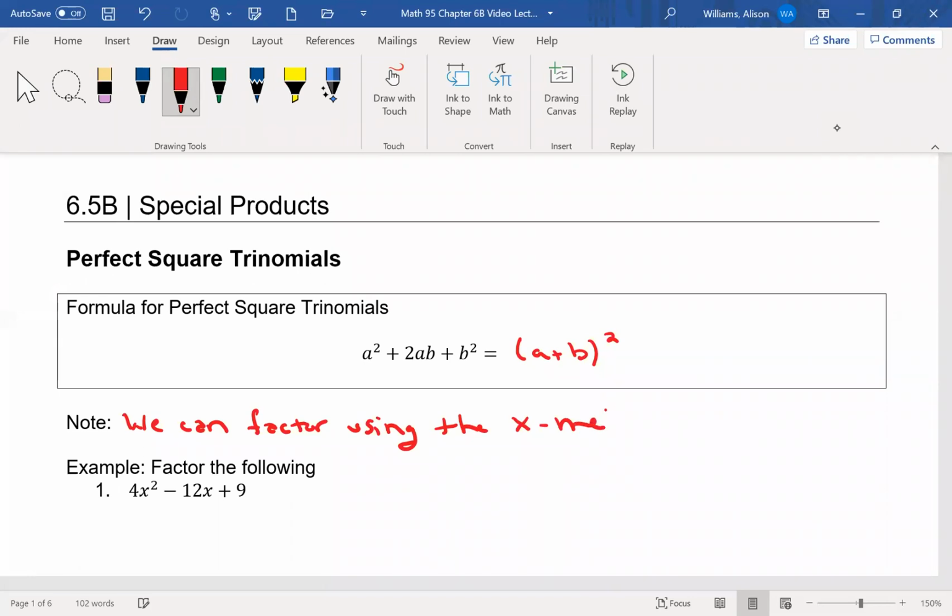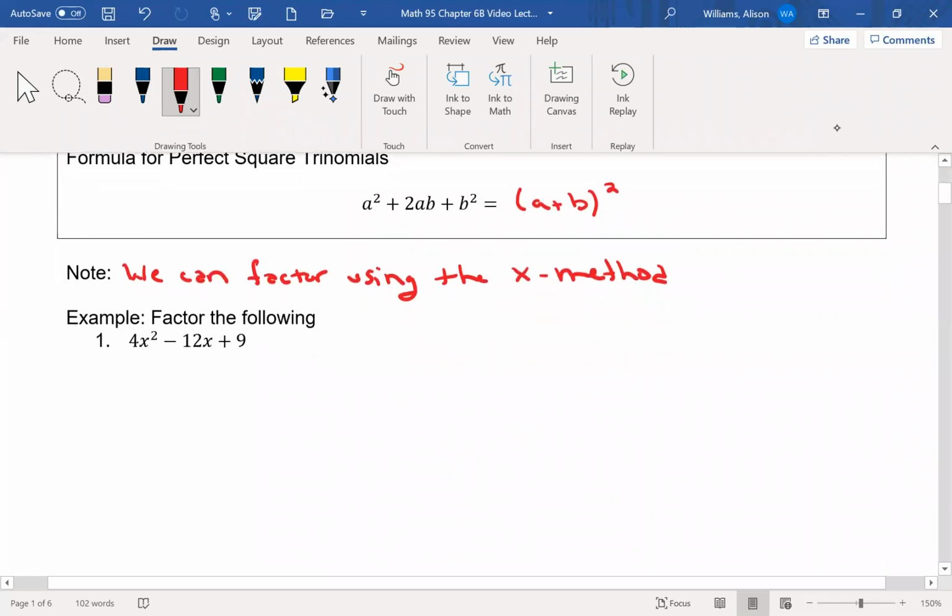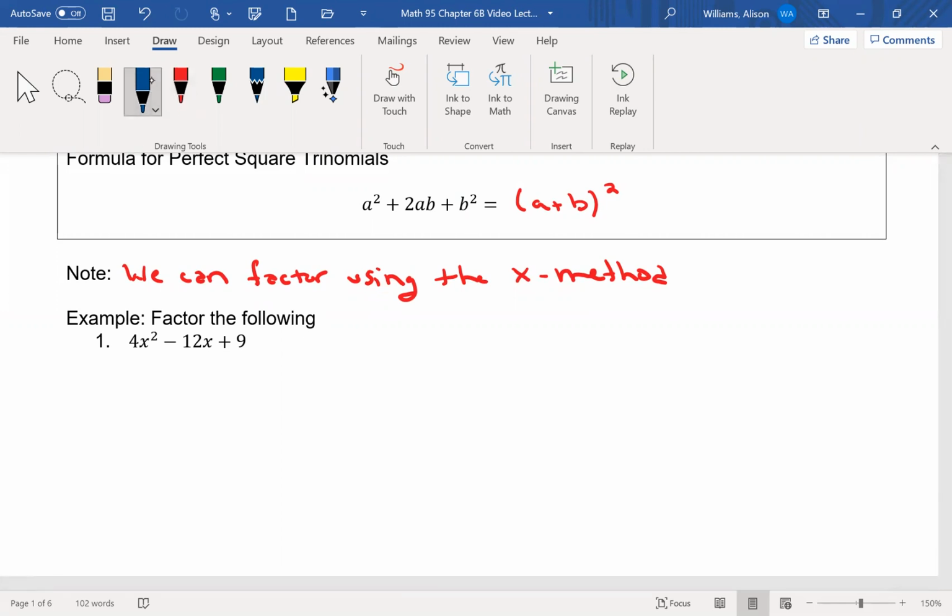And my theory is, why learn a new method when I already have a method that works, that I've been practicing and I understand? That way, on an exam, I'm not trying to tell the difference between this problem and the ones I've been doing before. I can use the same method on all of them. So let's try. Let's see how the method works. And I'll also give you an opportunity to see how we know this is a perfect square trinomial using the x method.